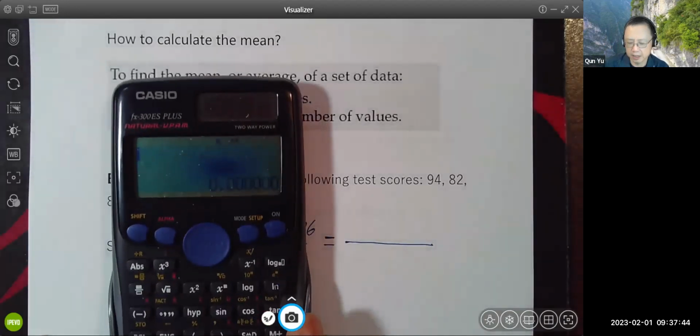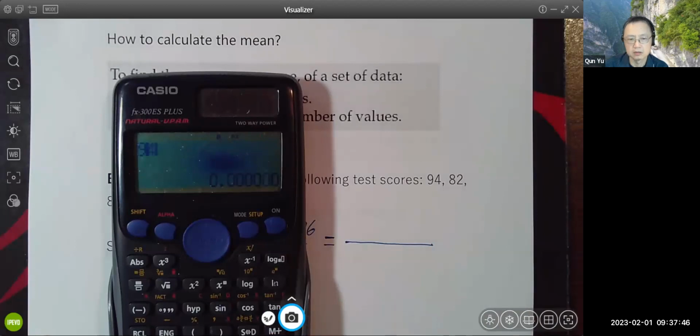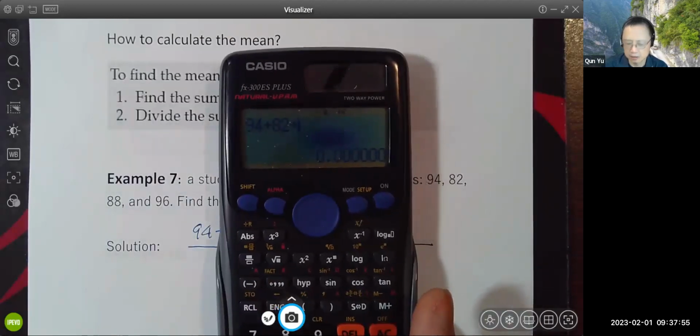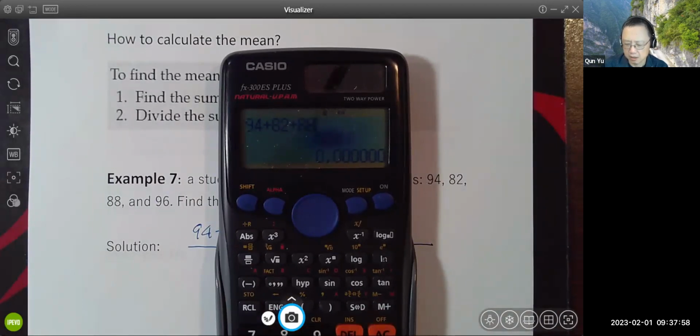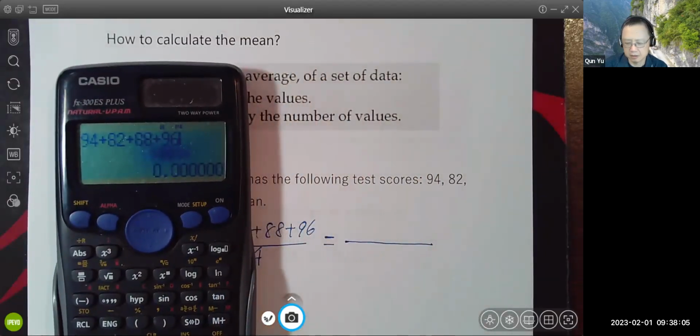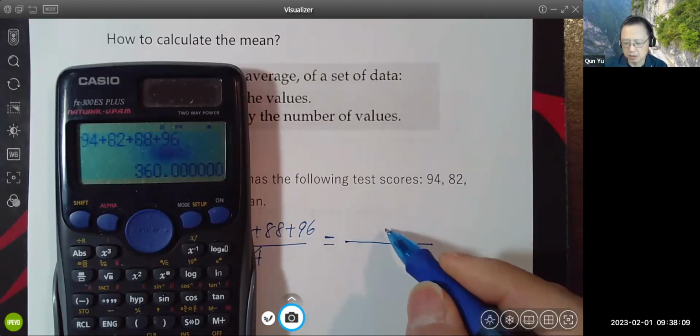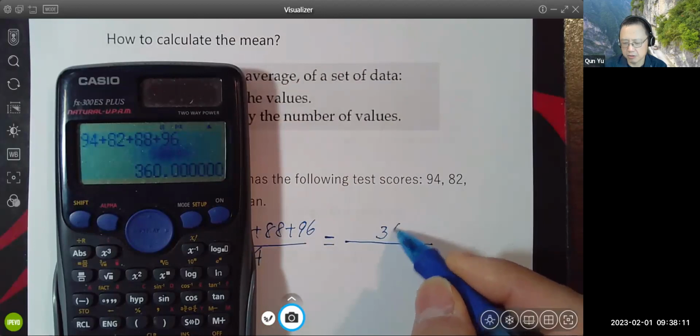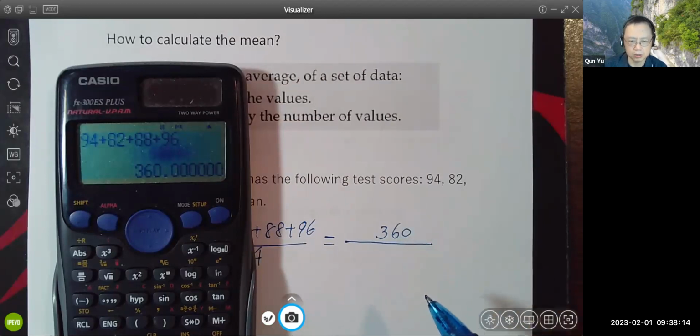So we got 94 plus 82 plus 88, then plus 96. So I add these 4 numbers together, equals, this is the number on the top. So make sure you get the number on the top, you get the number on the bottom, and then you do the division, especially when you use a calculator.